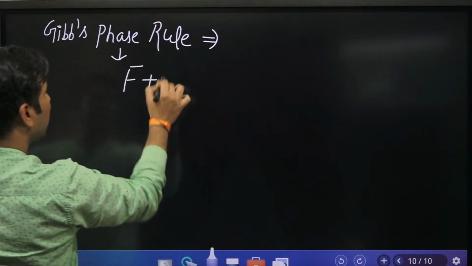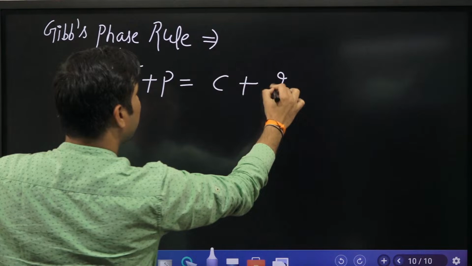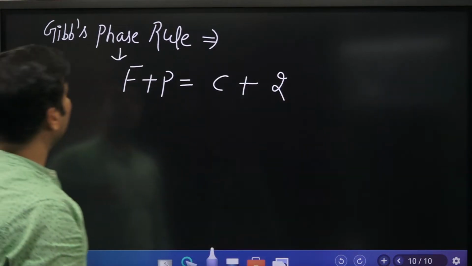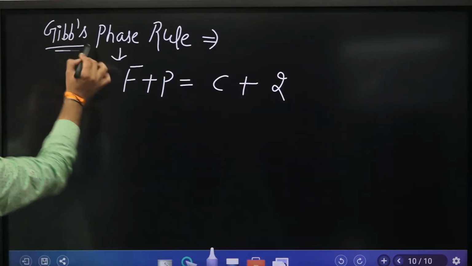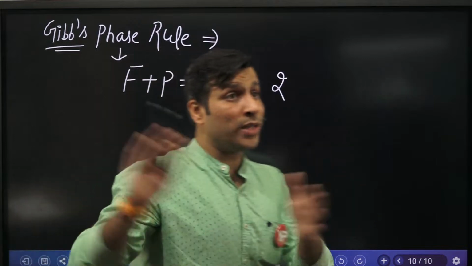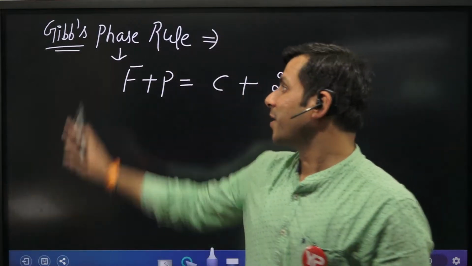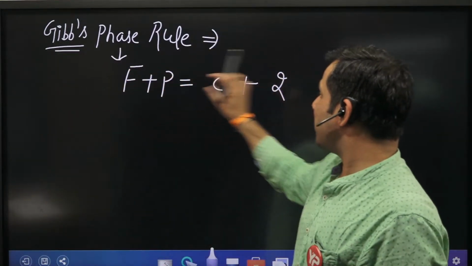F plus P equal to C plus 2. This is the phase rule, Gibbs phase rule, which was given by this particular scientist. Gibbs is a researcher, not to go into that detail. So this is the Gibbs phase rule: F plus P equal to C plus 2.